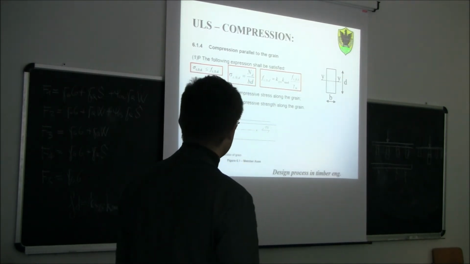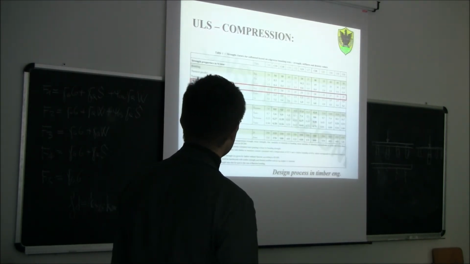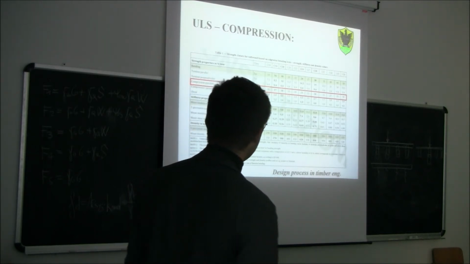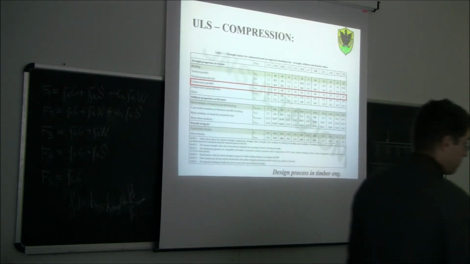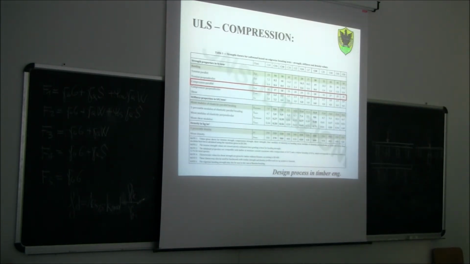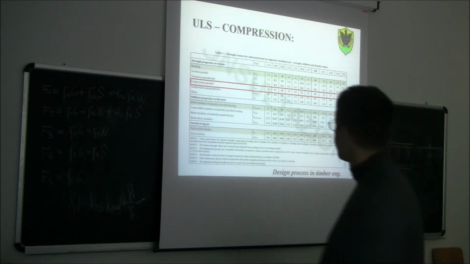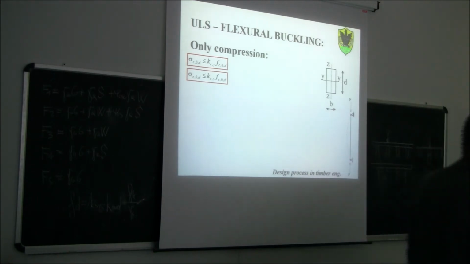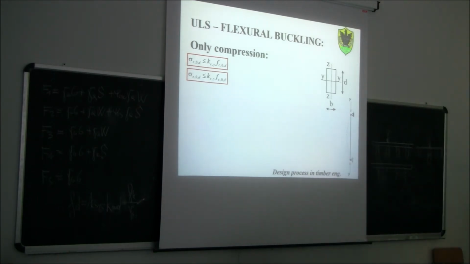And the value, of course, is different. Now we need to look not for tension parallel, but for compression parallel. You can see we get almost twice as large a value as before. For example, for C18 we have 18 megapascal in compression, and only 10 in tension. Okay, this is true if we have a member which doesn't have any problem of buckling.